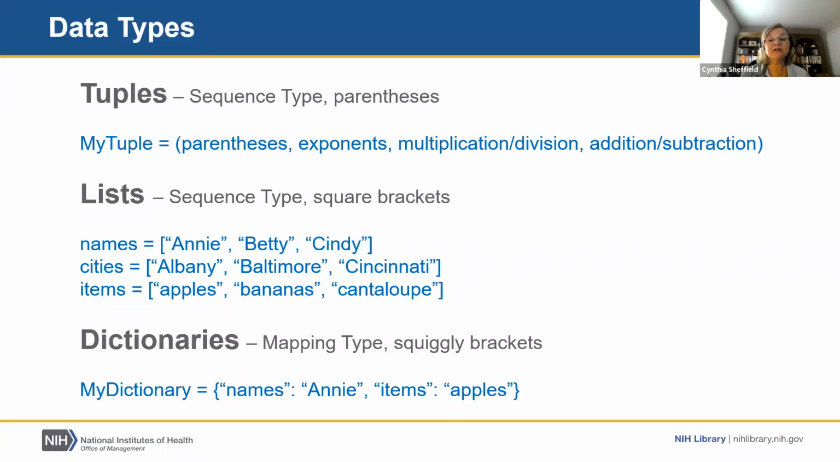Then there are dictionaries, and we'll just talk about dictionaries briefly, but they store items in key-value pairs. So they are changeable, and they do not allow duplicates. They often store data values like a map. So note how the key names is paired with Annie and the key items is paired with apples.